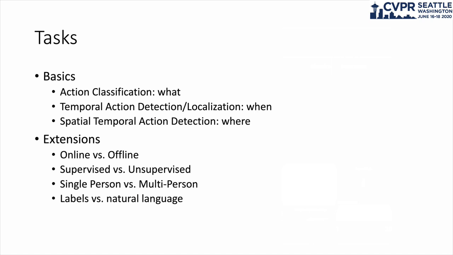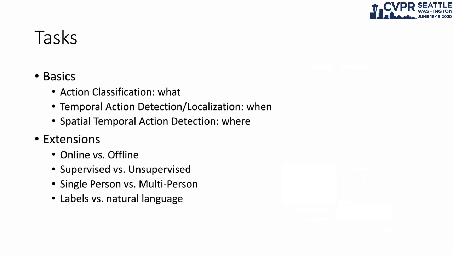For example, we can have an algorithm that deals with online videos instead of offline or stored videos. Also, we can change the supervision and use unsupervised learning methods to deal with video representation. Or we can look at multiple persons' activities, like handshaking, instead of a single person. And we can change from single independent categorical labels to natural language description of videos, and even use natural language to retrieve the video segment that we're interested in.